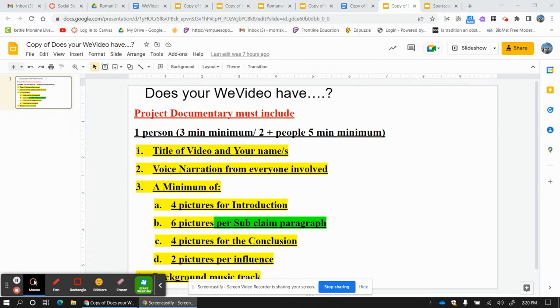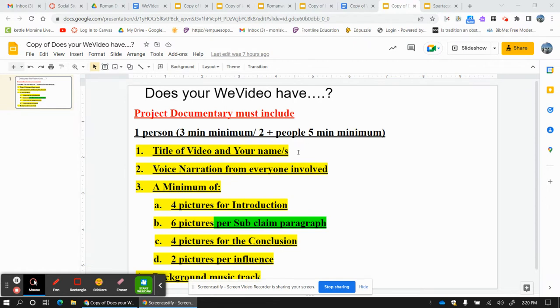If you are doing this by yourself, you have a minimum of 3 minutes. So your movie must at least be 3 minutes long. If there is 2 or more or 3 of you, your video must be a minimum of 5 minutes. Can it be 6, 7? Yes. If you're doing it by yourself, can it be 4, 5, or 6? Yes. It just has to be a minimum of 3 by yourself and a minimum of 5 if you have yourself, your partner, or maybe 2 other partners, so 3 of you.